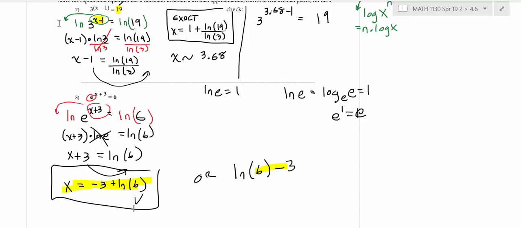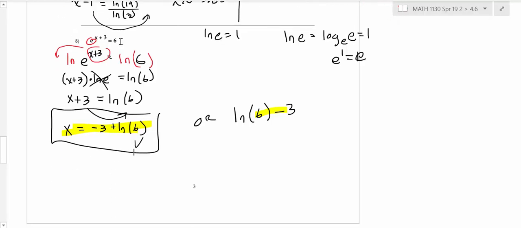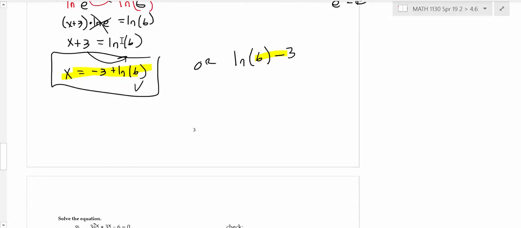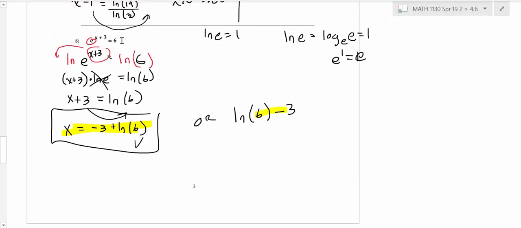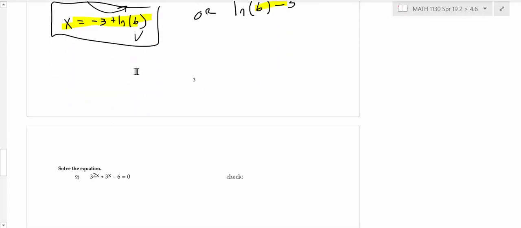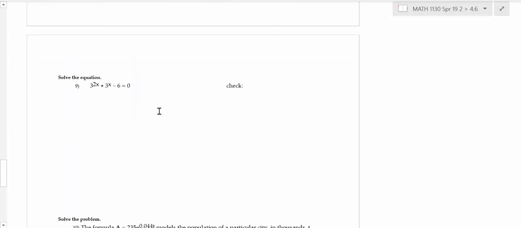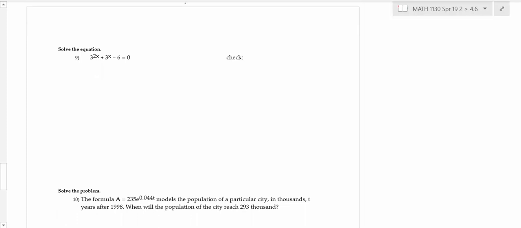So let's see. I'm going to do 2 more things on this to finish this up. This next problem is one that I wanted to do because it's a little bit different. It's a different type of exponential equation. And this one looks sort of like a quadratic. It's not quadratic, but it kind of looks like it is.